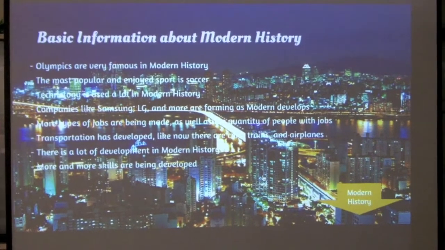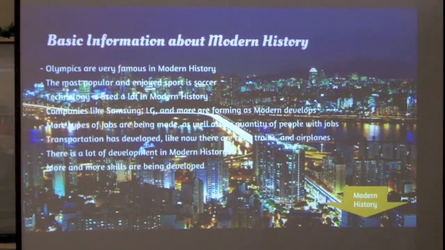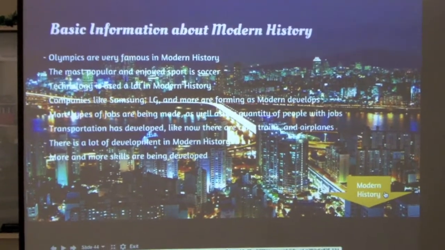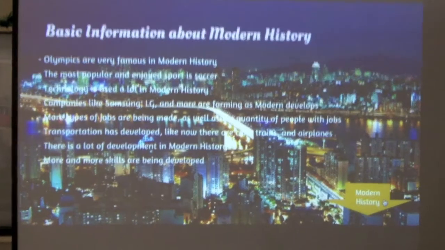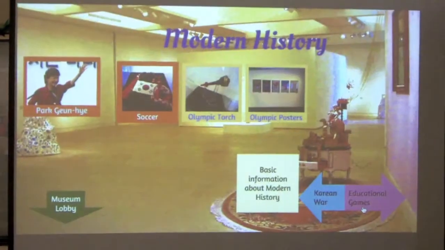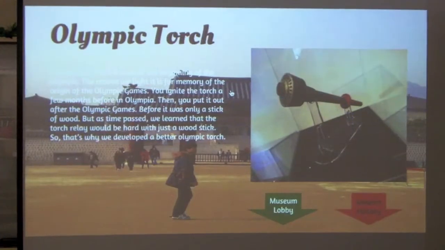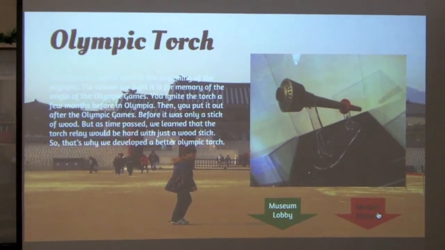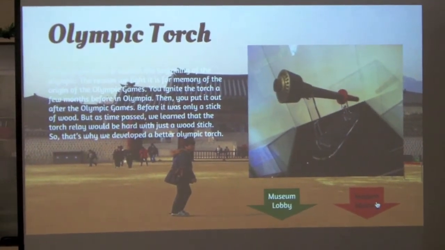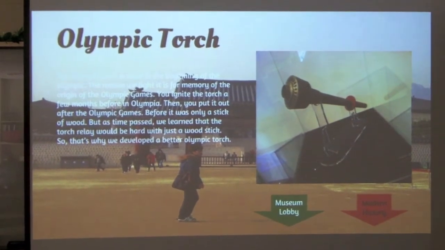So Korean modern history includes lots of different cultural components, like K-pop, Korean drama, Olympics, famous leaders or presidents, sports, and etc. This artifact is an Olympic torch, and they lit this several months before the Olympics started in Olympia, and they put it out after the Olympics.